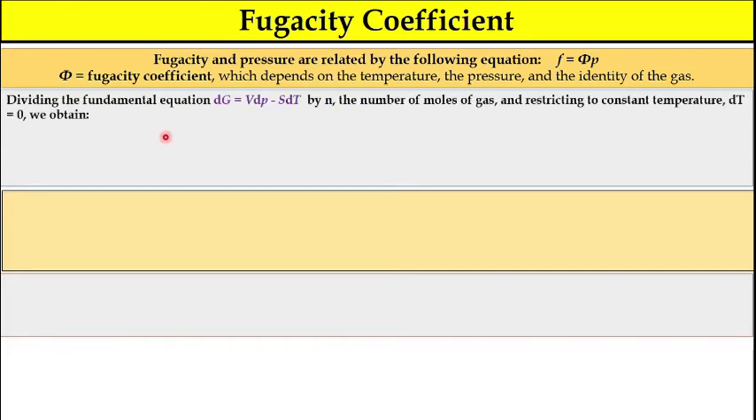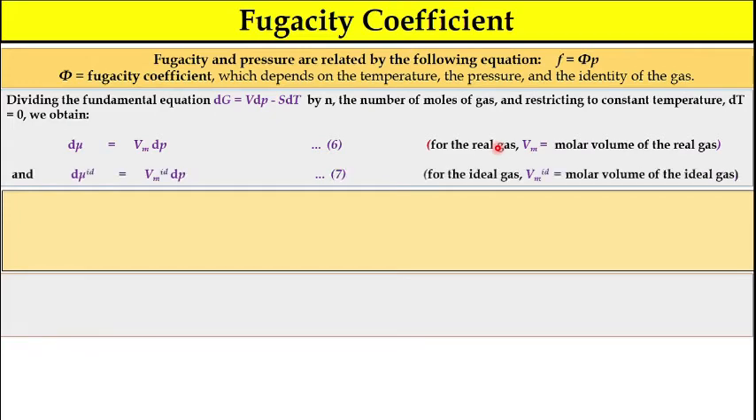Okay, now dividing the fundamental equation dG is equal to VdP minus SdT by n, the number of moles of gas, and restricting to constant temperature, dT is equal to 0, we obtain this equation. Already I have told you that d mu is equal to Vm dP. So this is equation number 6, and remember here Vm is the molar volume for real gas. Okay, so this is the equation, this is the chemical potential for a real gas.